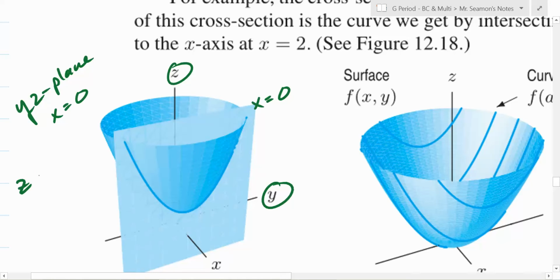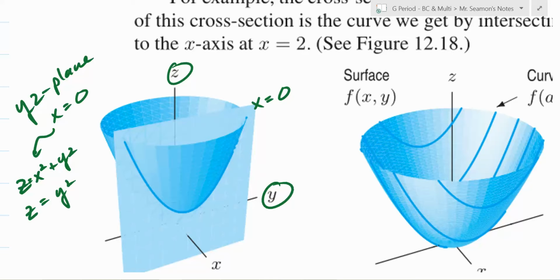We're dealing with z equals x squared plus y squared. So when x equals 0, what does z equal? Y squared. What does the equation look like? Z equals y squared. Do you see that blue line right there? This is on our three-dimensional shape, but this is only one trace, one trace of it.